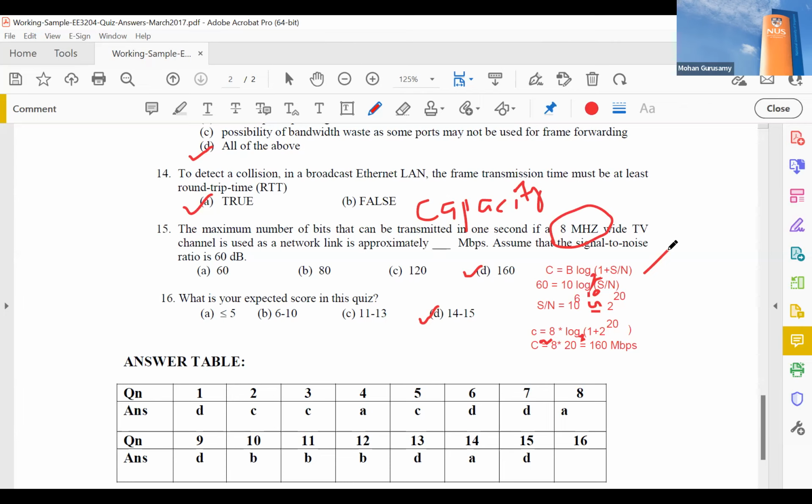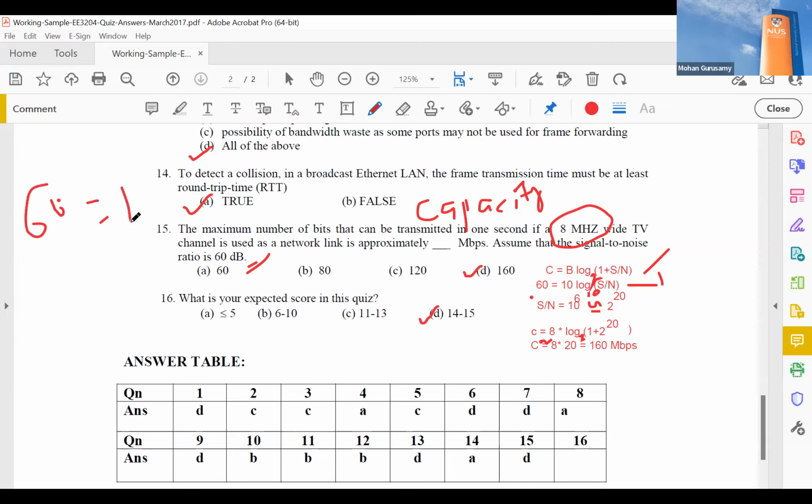C, the capacity, that is bits per second, equals B, bandwidth, multiplied by log of 1 plus signal to noise ratio. The signal to noise ratio quality is given as 60 dB. So you look at the second line: 60 equals 10 log S over N, because it's expressed in dB, decibel. So you need to know the notation, 60 equals 10 log S over N.